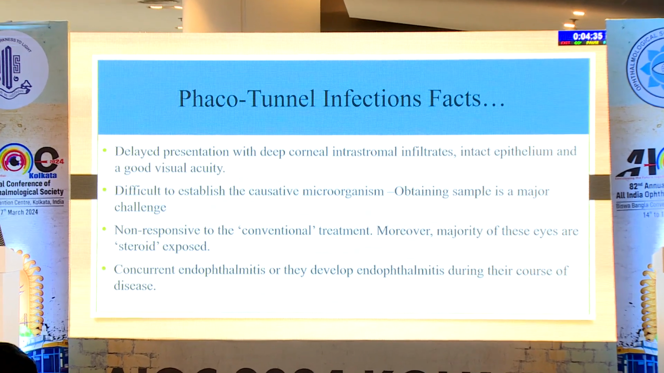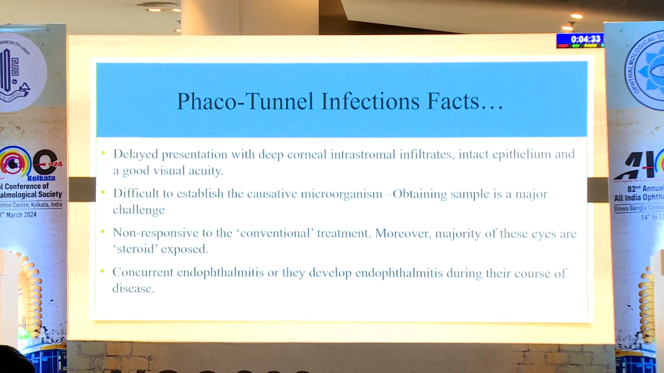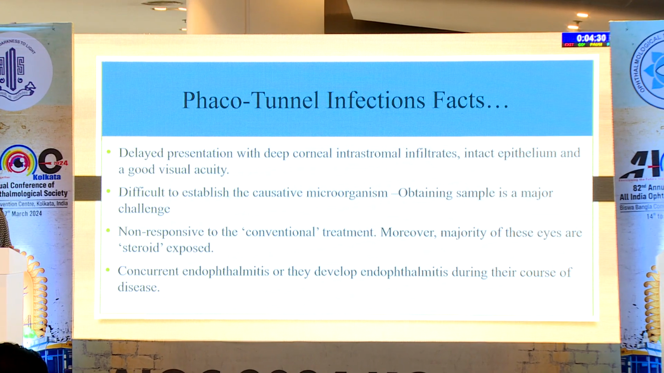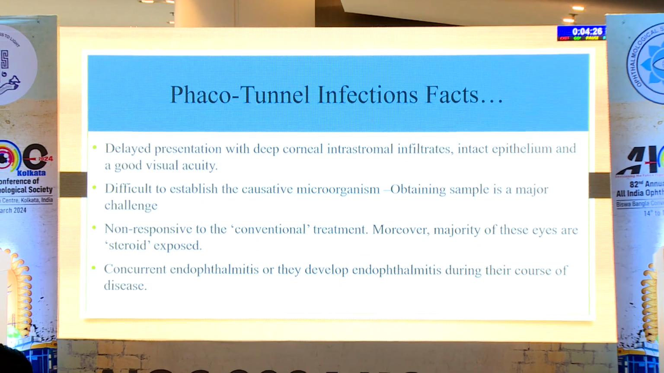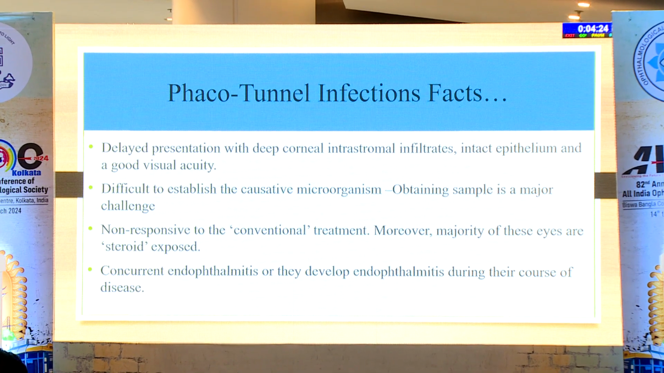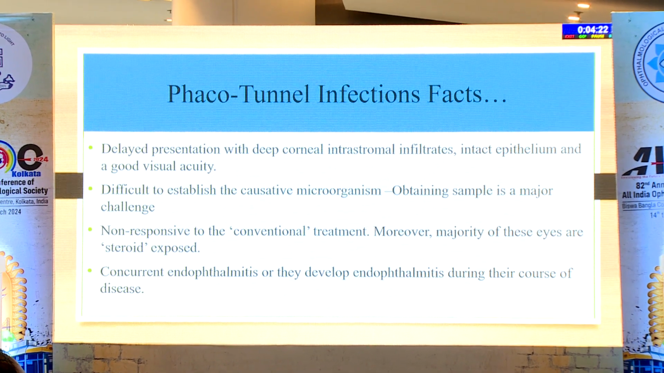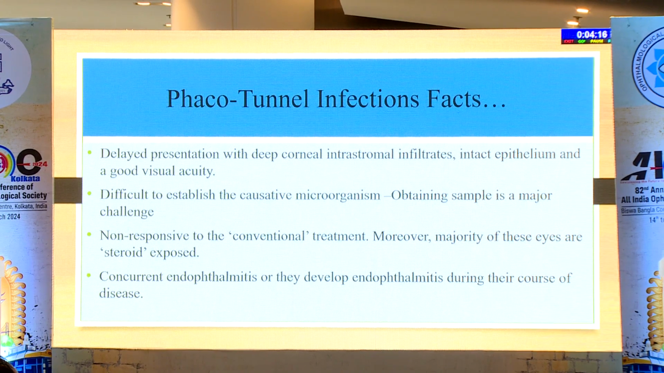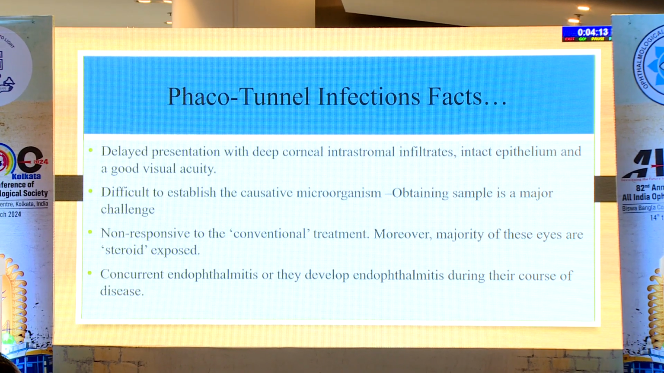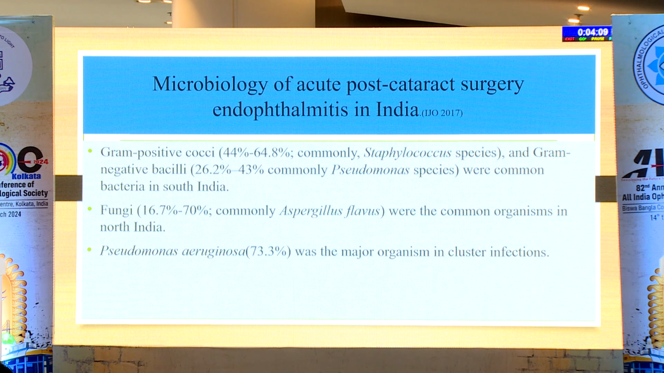So we all know that phacotunnel infections have a delayed presentation because of deep corneal intrastromal infiltrates with an intact epithelium and a good visual acuity for a long time. It is very difficult to establish the causative organism because obtaining a sample is a major challenge. Moreover, they are non-responsive to the conventional treatment because most of these eyes are steroid exposed. And usually these patients develop concurrent endophthalmitis or they develop endophthalmitis during the course of the disease.